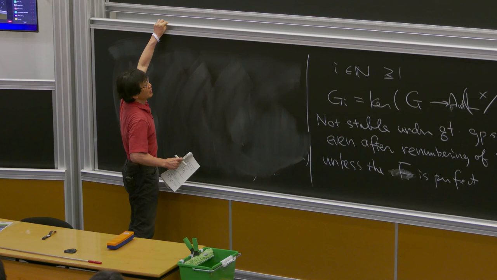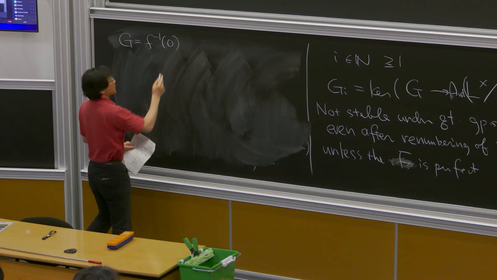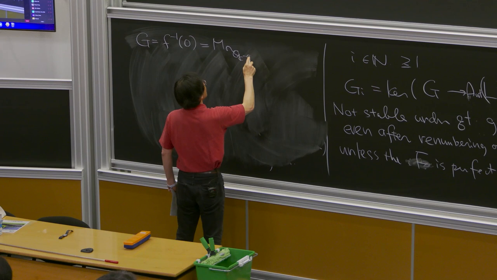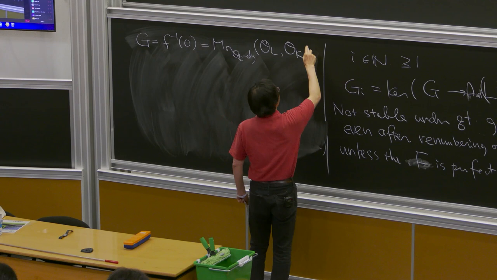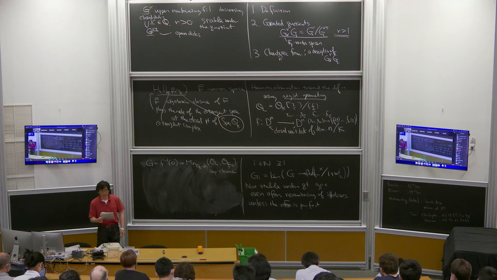Okay. So we want to study the Galois group. And in this picture, this G is just the inverse image of the origin. And you can identify this as a set of morphisms of OK algebras from OL to OK separable closure. We have a description like this.